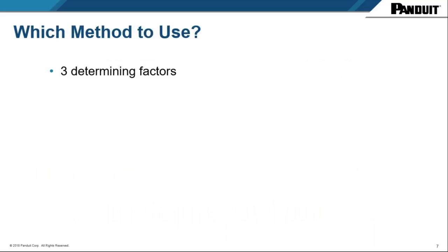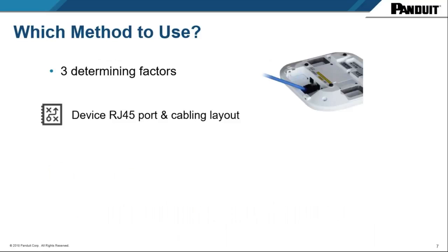So given these two methods, when you think about what's the best method to use, of course, there's a number of factors, and every situation is different. But in general, there are three determining factors that are always present to help determine the method to use, the cabling method. The first is the device RJ45 port and the cabling layout.